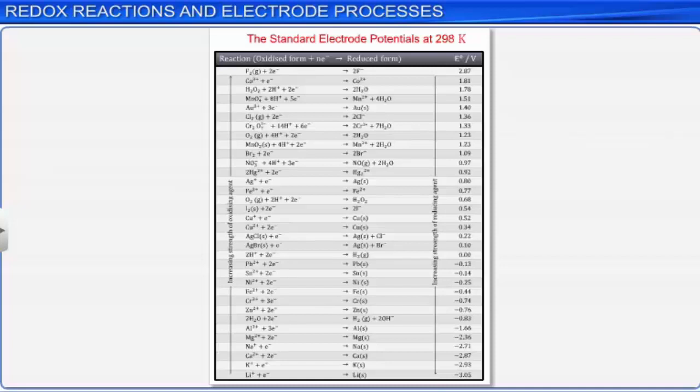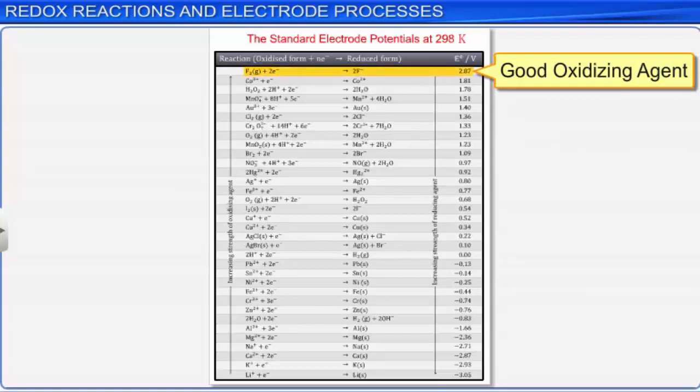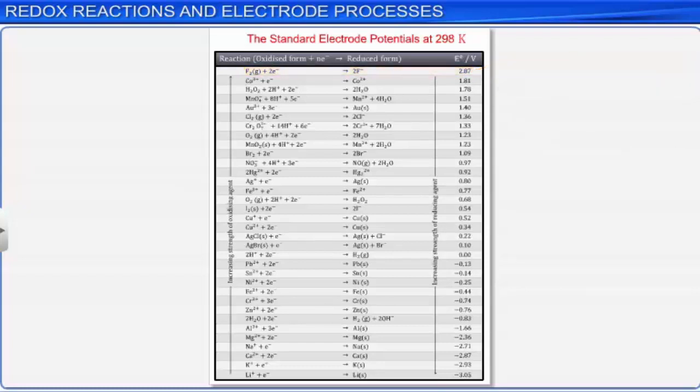For example, fluorine has a standard electrode potential of +2.87 volts, while lithium has a standard potential of -3.05 volts. Thus, fluorine reduces easily and is the strongest oxidizing agent. On the other hand, lithium undergoes oxidation and is the strongest reducing agent.